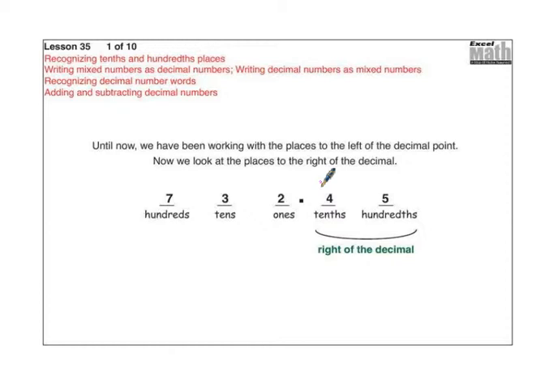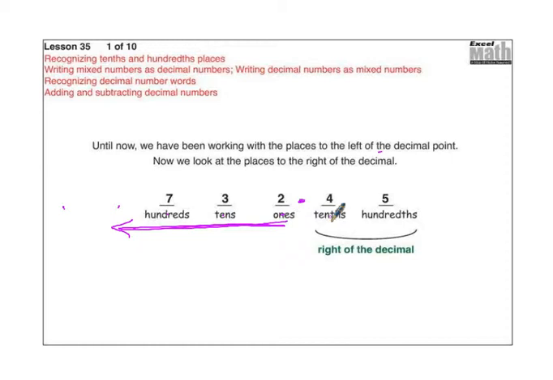Until now, we've been working with the places to the left of the decimal point. Now we look at the places to the right of the decimal. So far, we've been dealing with numbers going over this way: ones, tens, hundreds, thousands, and so on. Now we're going to be looking at numbers to the right of the decimal point. Here's the decimal point. The first place after the decimal point is called the tenths.